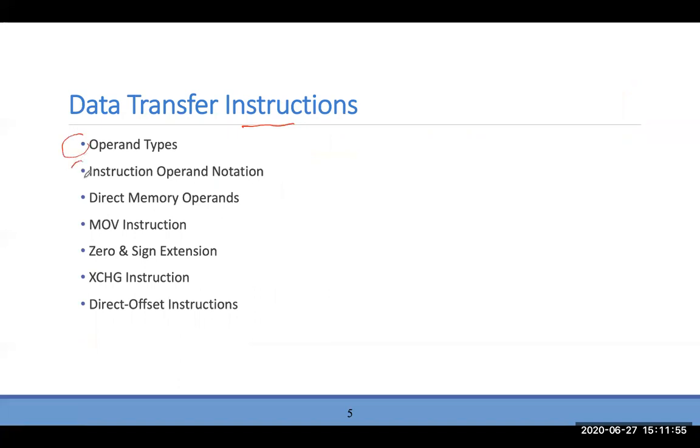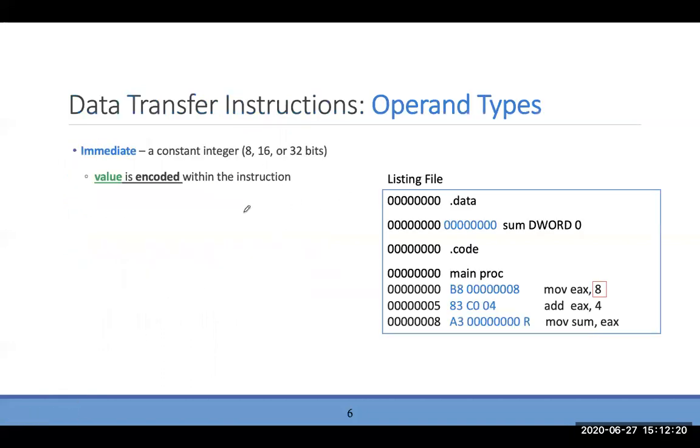So when we talk about data transfer instructions, we're going to talk about operand types, and we're going to talk about the instructions, and then we're going to talk about direct memory operands, and then the move instruction. And when we talk about move, we're going to think about how to move data when the size is different. And then how can we reduce the number of move instructions by using XCHG? So let's look at the topic right here.